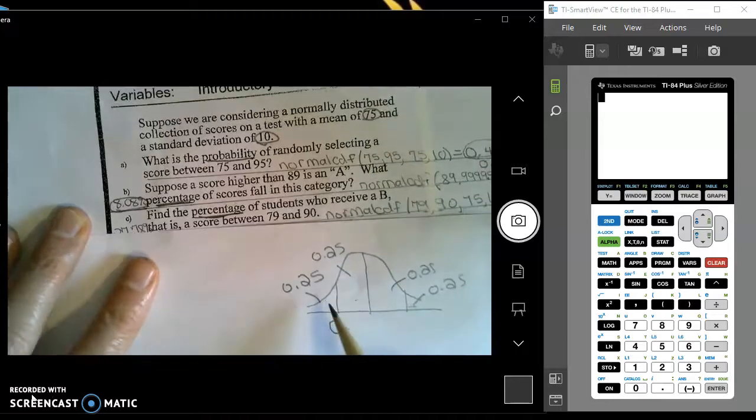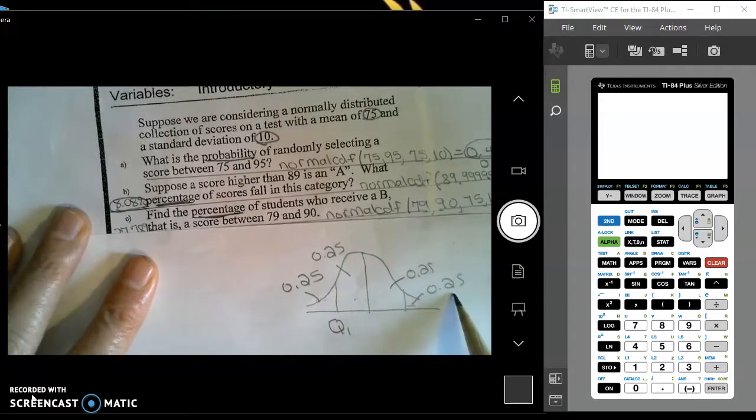So the first quartile separates the bottom 25% from the upper 75%. The second quartile is right in the middle, which is actually the same thing as your mean, if it's a normal distribution. And the third quartile separates the bottom 75% from the upper 25%.